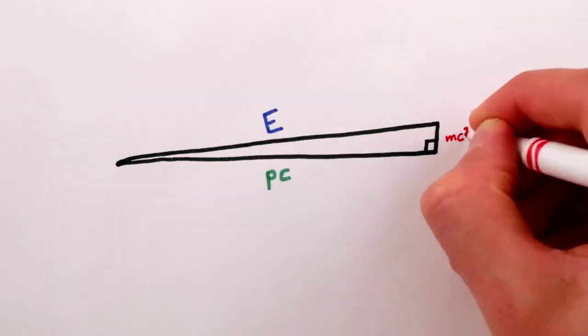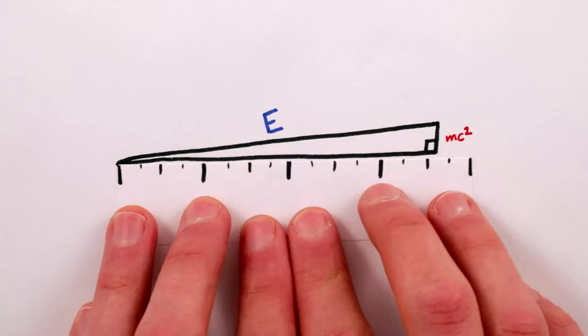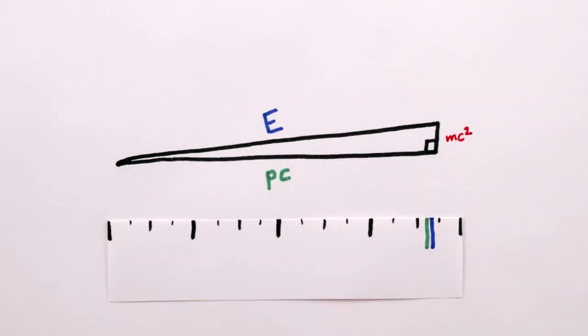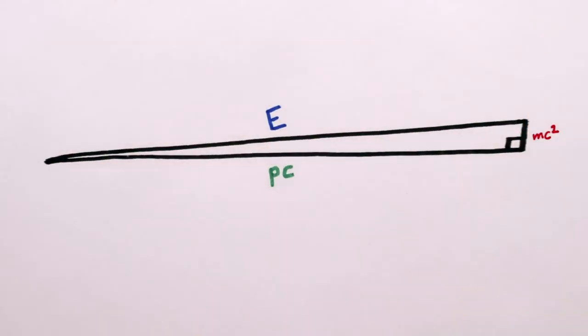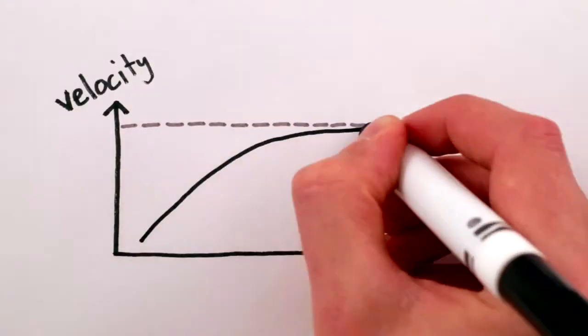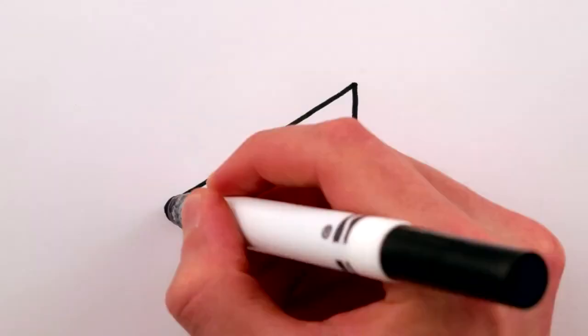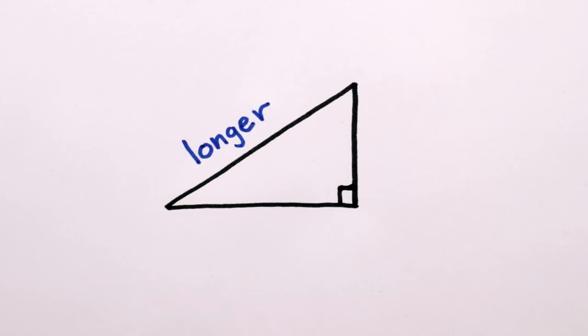But because of that tiny little bit of mass, the momentum side of the triangle will always be a little bit smaller than the energy side. No matter how hard you try to increase your momentum, it never quite gets to the point where pc equals your energy, and thus your velocity can never quite reach the speed of light, all because the hypotenuse of a right triangle is longer than its legs.